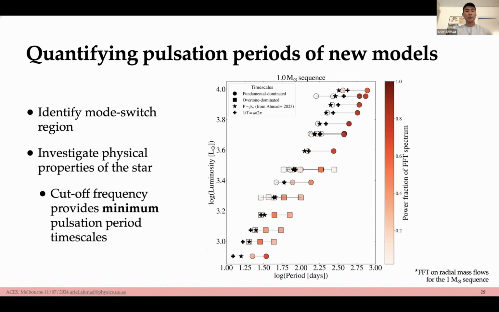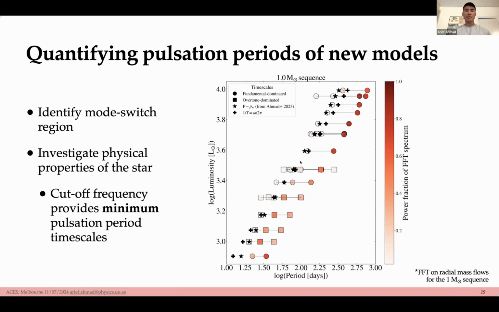We can also use these pulsation periods to investigate the physical properties of the star. In this case, I overplotted the plus signs, which are the timescales following the cutoff frequency if you consider the stellar structure of the star. One important bit here is that the cutoff frequency provides you the minimum pulsation period timescales, so theoretically, what should be stable in the star.